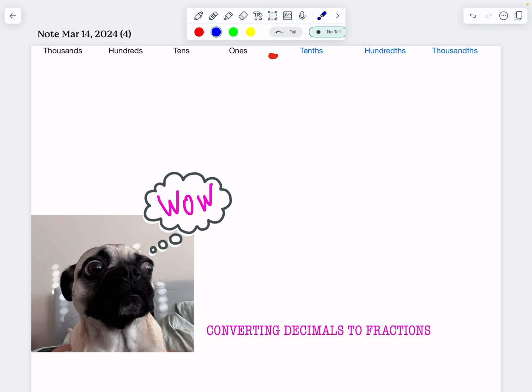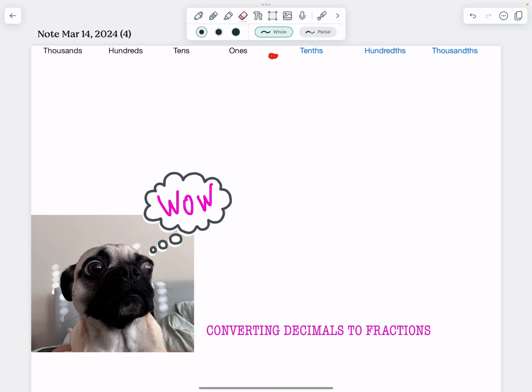Okay, so first one, let's try this. Okay, so we'll bring down our decimal there. We have the 3 being in the tenths column. So how we write that in fraction form is we have a 10 as the denominator and 3 goes on the top for our numerator. So 3 tenths.